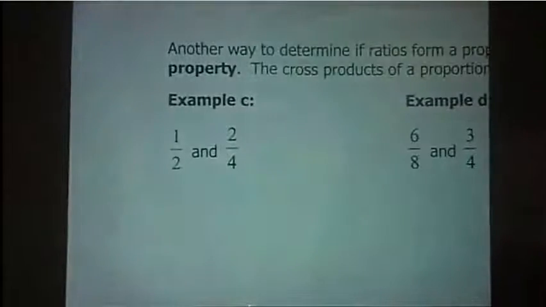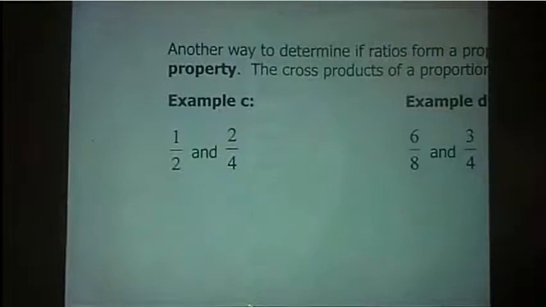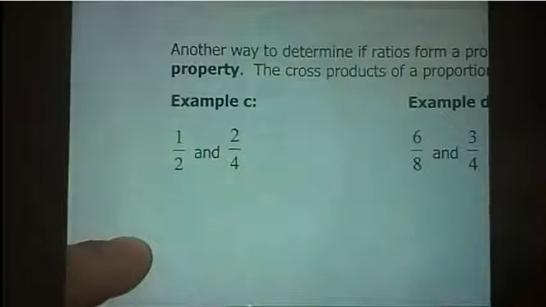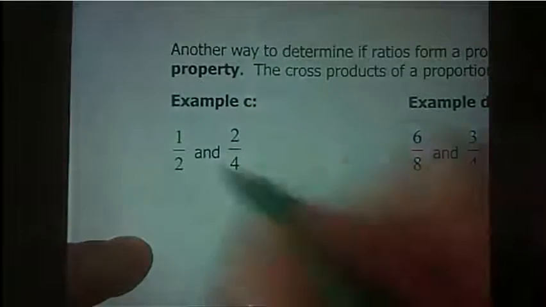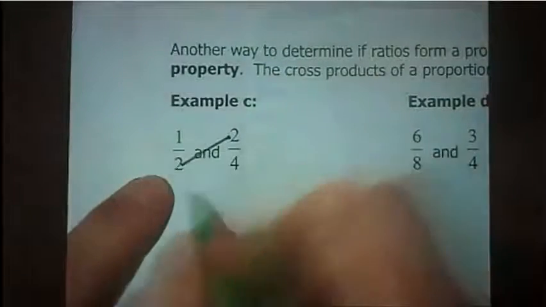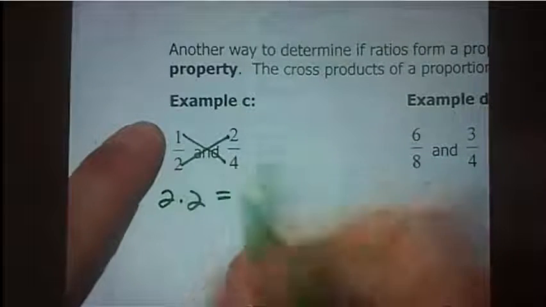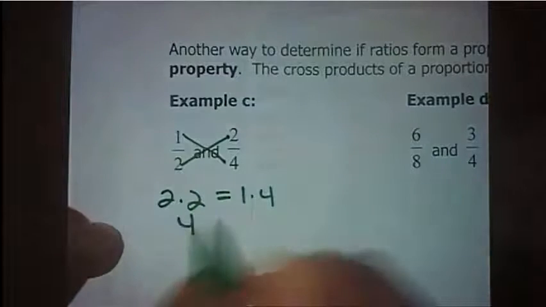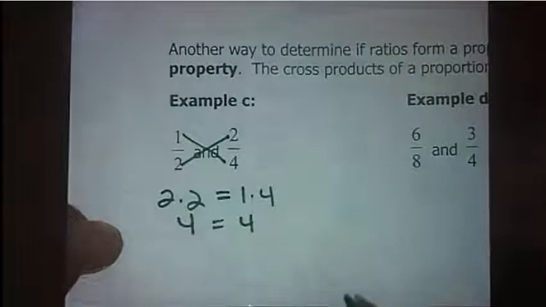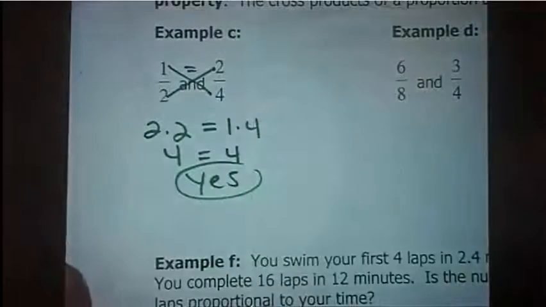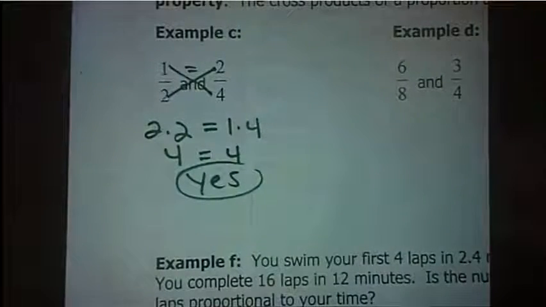So 1/2 and 2/4. I'm guessing a lot of you are looking at this saying, okay, Mrs. Tremblay, yes, we know 1/2 and 2/4 are equivalent. I chose this on purpose because we know these are equivalent, and I want to prove to you that this cross products thing works. So across from the 2 is another 2, so 2 times 2 needs to be equal to 1 times 4, and 2 times 2 is 4, and 1 times 4 is 4. That means that, yes, woohoo, they are proportional. So 1/2 and 2/4 are equal to one another. They have a proportional relationship.